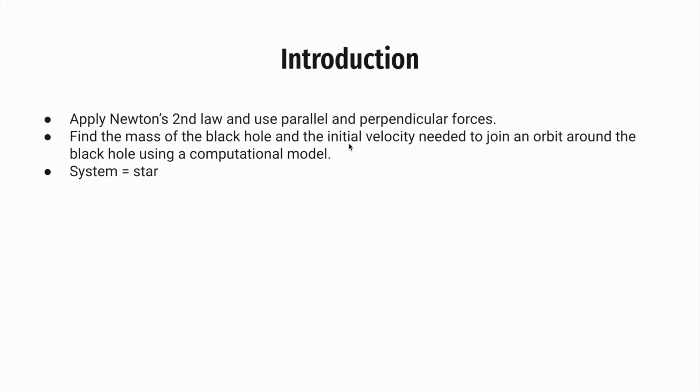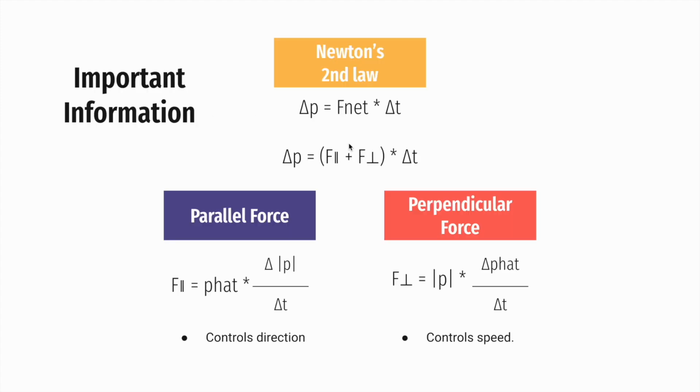So for the introduction, we had to apply Newton's second law and use its parallel and perpendicular forces in order to find the mass of the black hole and the initial velocity needed to join an orbit around the black hole using a computational model, where the system for part 1 is a star and the system for part 2 is a ship. Some important information to know is Newton's second law, which is this equation, which is F naught divided into its parallel and perpendicular forces, where the parallel force is equal to this equation, which controls the direction, and the perpendicular force is equal to all of this, which controls the speed.